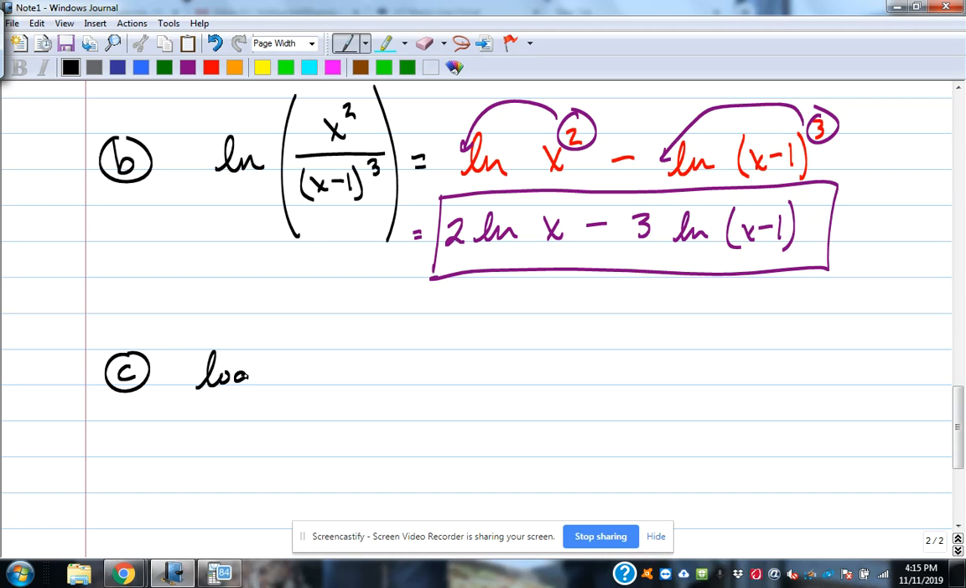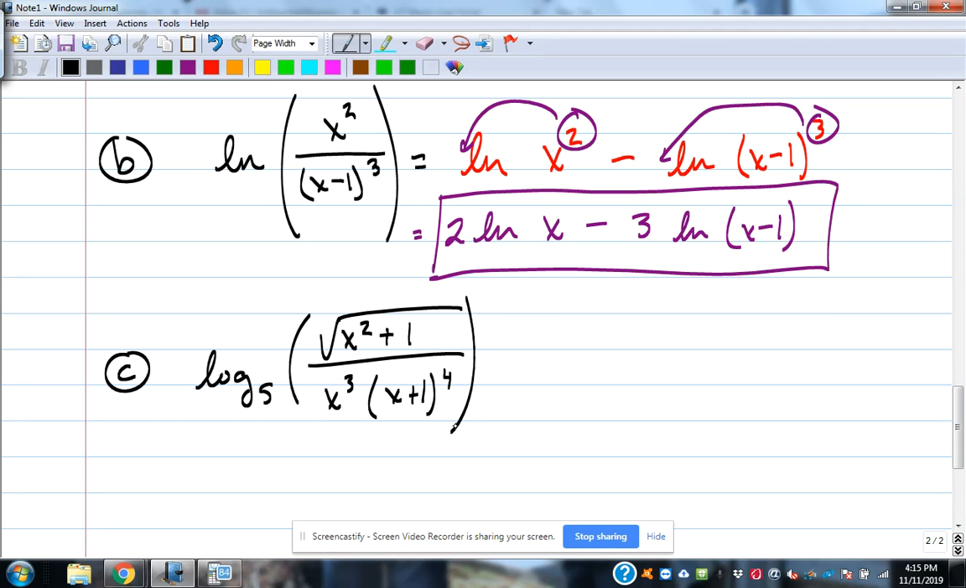Let's try this one. Log base 5 of the square root of x squared plus 1 over x cubed times x plus 1 to the 4th. A lot going on with this one. A lot going on, but what's the big thing that's happening? Division. The big fraction says that this is division. So I'm going to split it apart with the division part first.